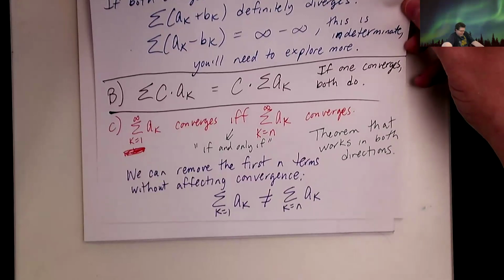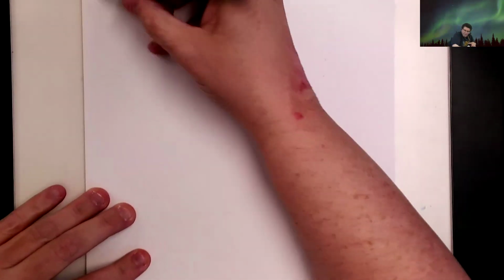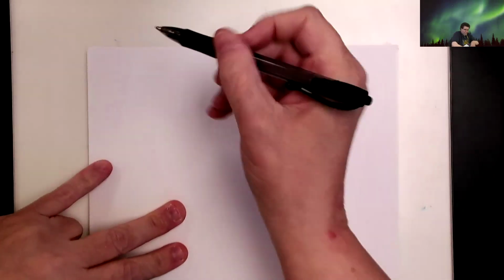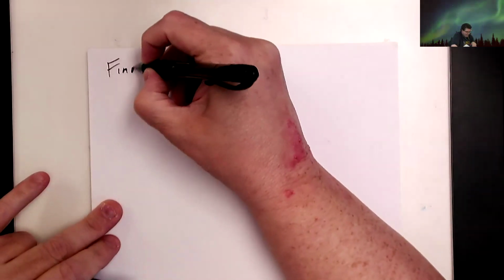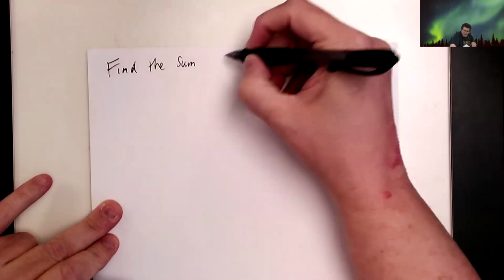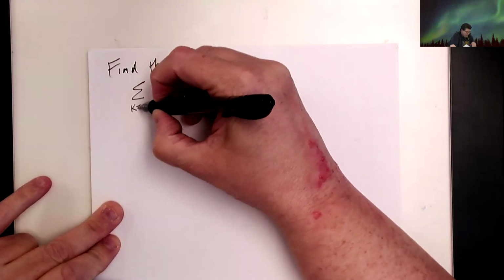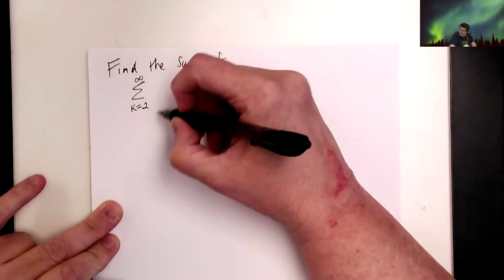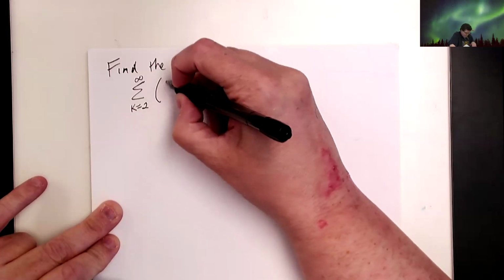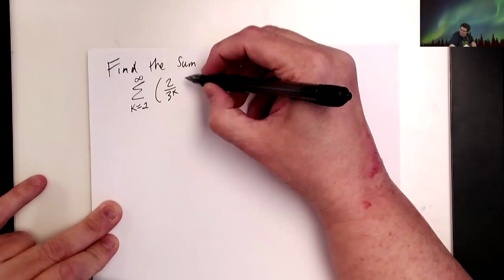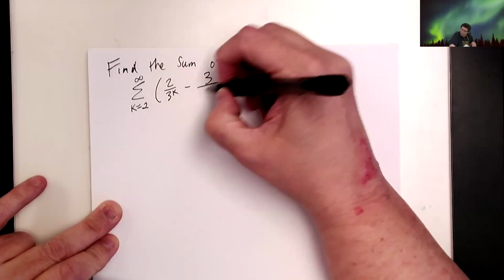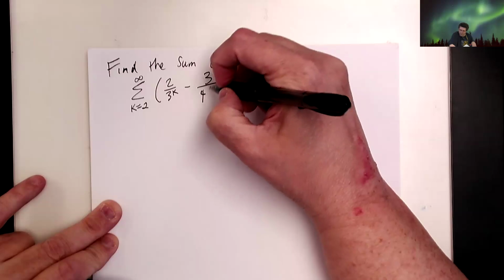All right. You guys ready? I think that was long enough for you to finish writing that down. Let's take a look at: find the sum of k equals 2 to infinity of 2 over 3k minus 3 over 4k minus 1.